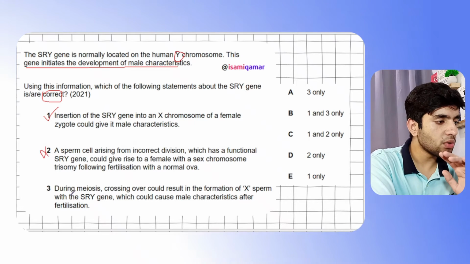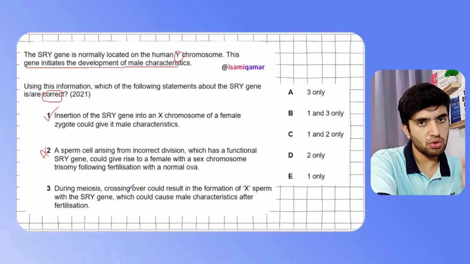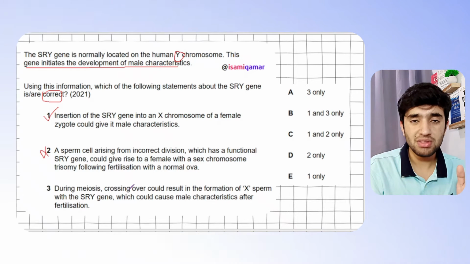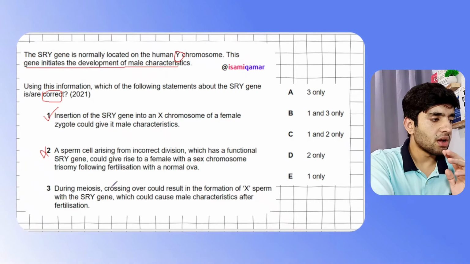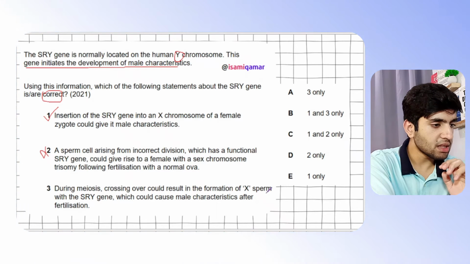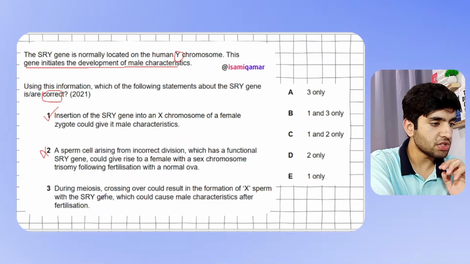Now the third statement is: during meiosis, that's the cell cycle. If you haven't studied it, do study it. During meiosis, crossing over could result in the formation of an X sperm with the SRY gene.